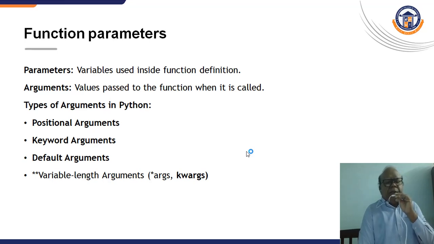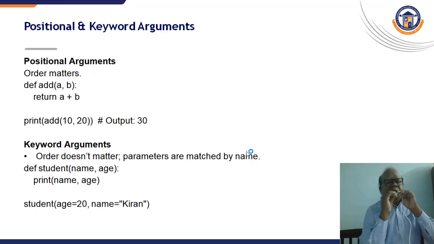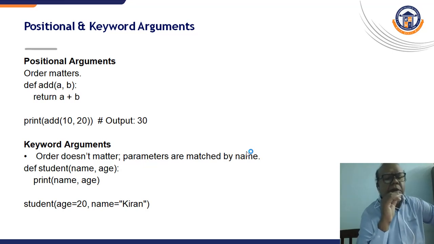Types of arguments in Python: positional argument, keyword argument, default argument, variable length arguments. First one is positional argument. In the positional argument, order is important, order matters. In the example you can see def add a comma b, and you are returning the value a plus b from the function.